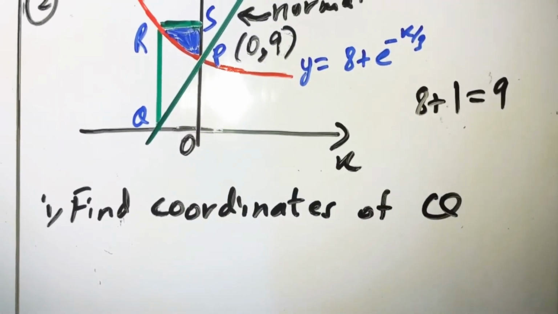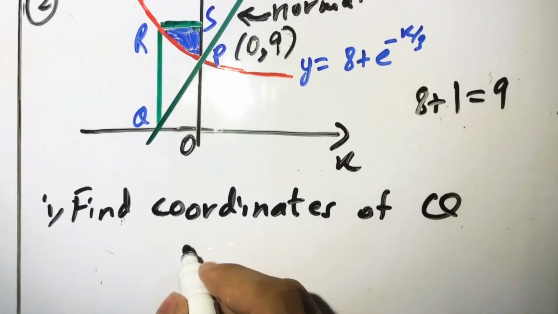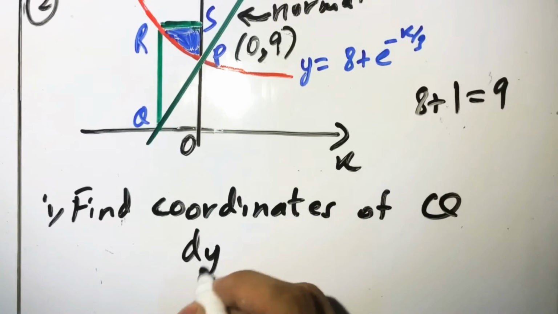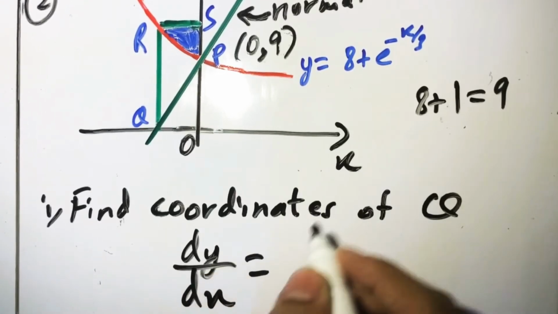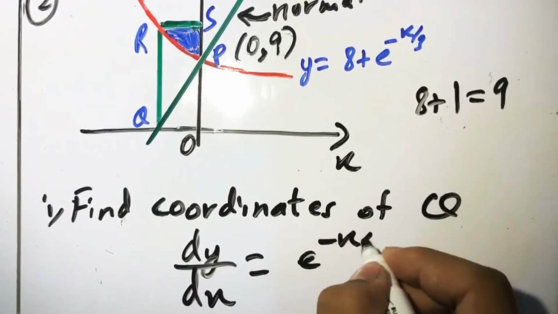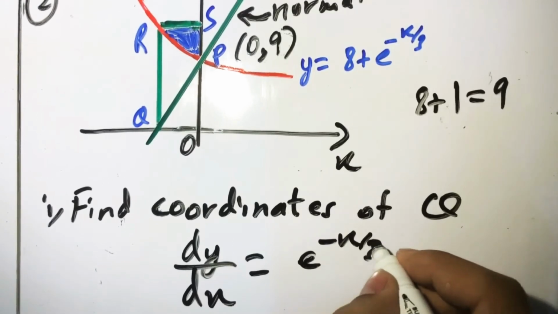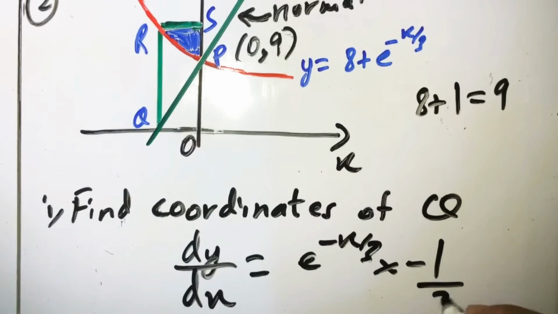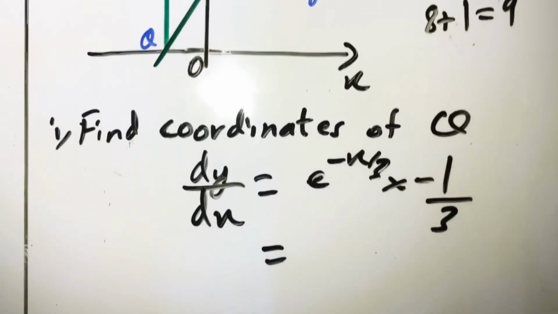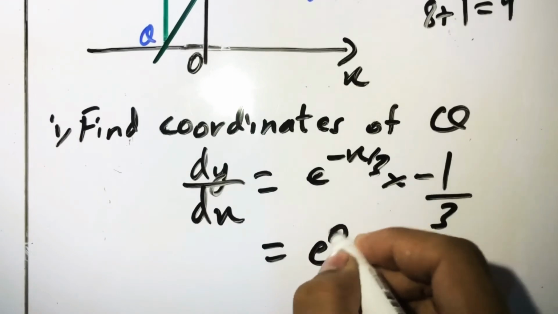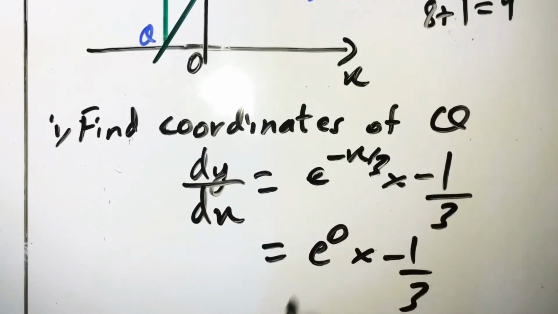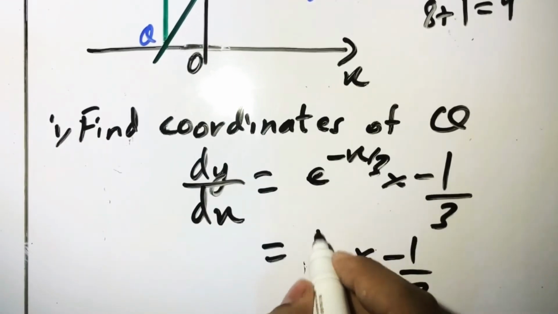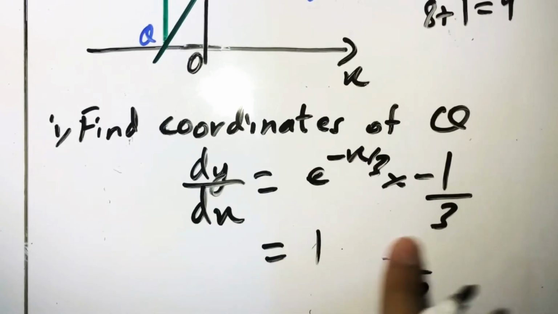Now for the coordinate of Q, first we'll have to find the equation of the normal. For that we'll find dy over dx. This will be e to the power minus x upon 3 multiplied by the differential of this power, that will be minus 1 upon 3. Now when we substitute the value of x, that is 0, we get e to the power 0 into minus 1 upon 3. E to the power 0 is 1, so the gradient is minus 1 upon 3.